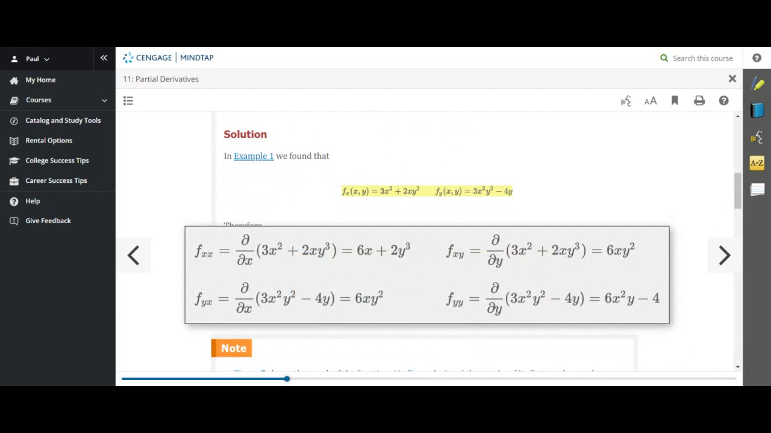we have these second partial derivatives. Take a look at it for a moment. Let's make sure you're comfortable. So you see how they use the Leibniz notation to help. It's certainly helpful, right?